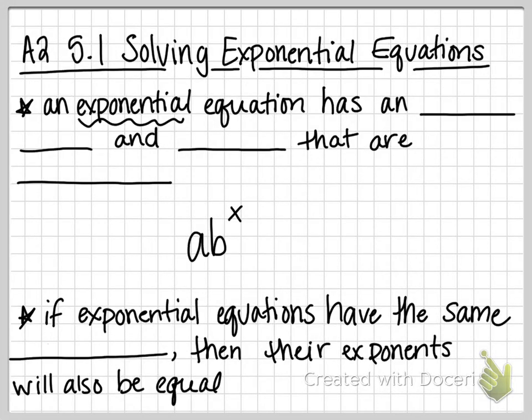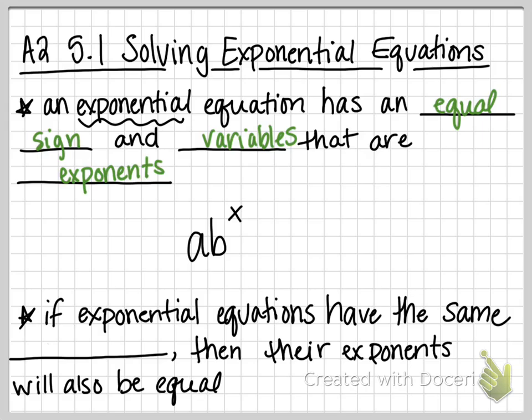Okay, so an exponential equation. There's two things that an exponential equation will have. It will have an equal sign, that's what makes it an equation. And it will have variables that are exponents. So we're looking for an equal sign, and we're looking for variables that are up in the exponent position.